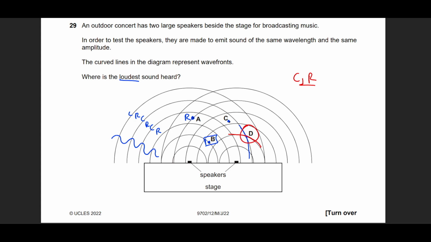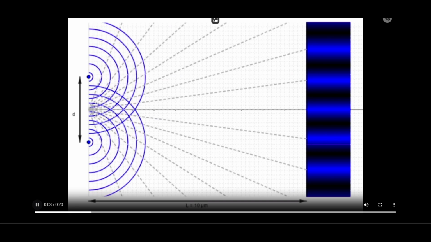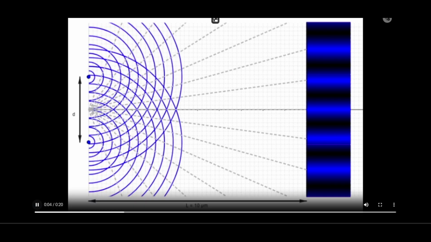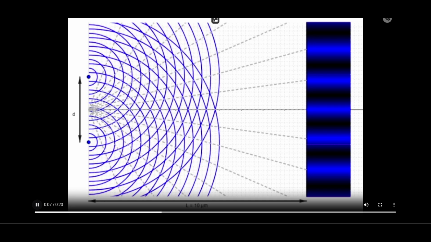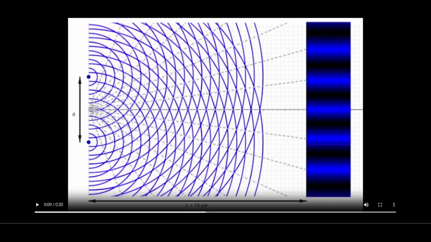Let me show you an animation for this. This is how both sources are going to produce a sound. Actually, this is from a light example, but you can observe where you can see the loudest pitch or loudest sound, for example. See and observe what's happening at this point. You see, at this location, they're overlapping. At this location, they're overlapping.